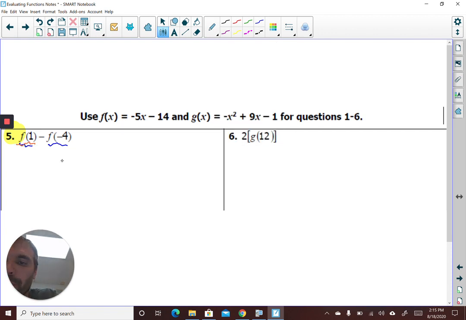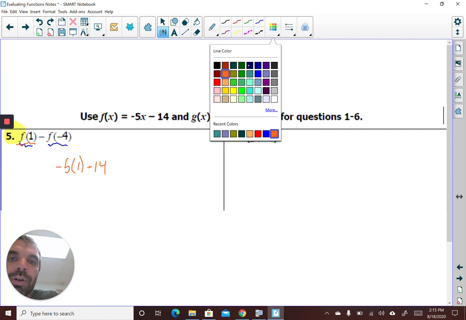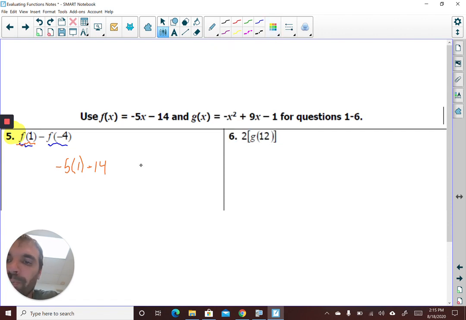We're going to do the f of 1 piece in orange. So f of 1 is negative 5 times 1 minus 14. And we're going to do that f of negative 4 piece in this dark blue or purple color, whatever it is. So we have minus, and we've got to subtract all of this. So I'm going to put parentheses there, because if I don't do that, I usually only subtract that first term, and that's going to be a problem. So we have negative 5 times negative 4 minus 14.